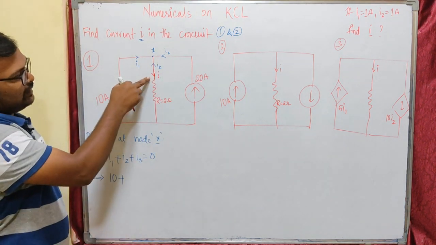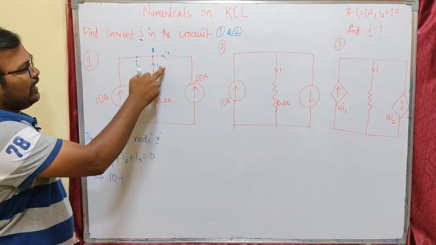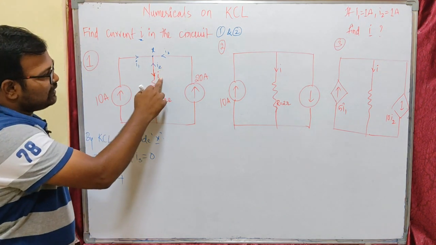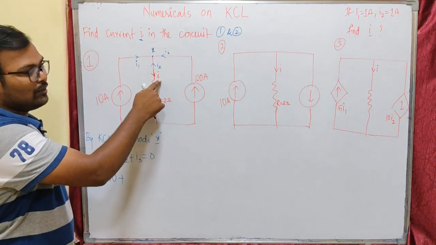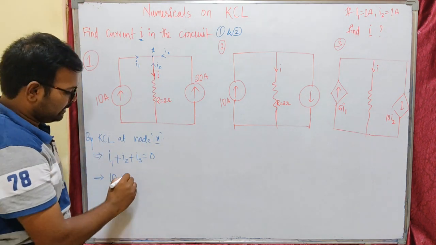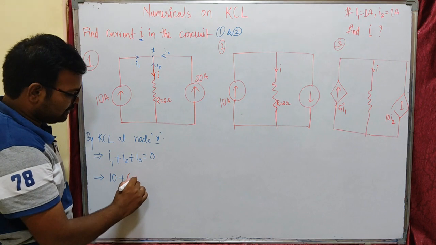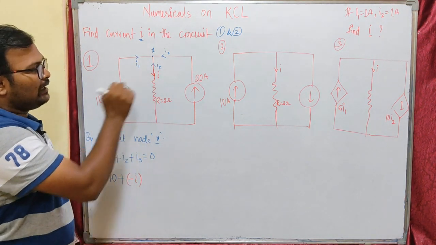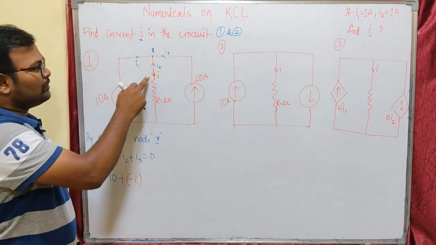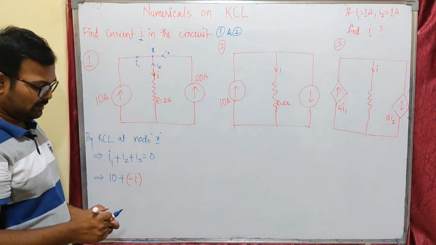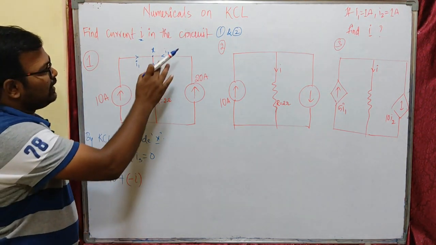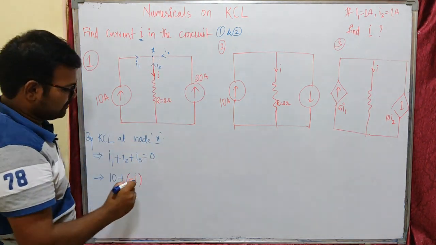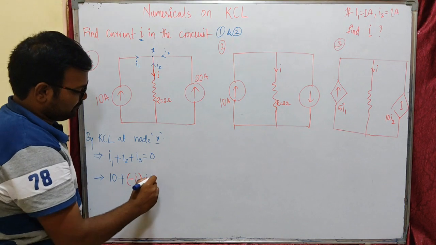Here you can see the current I to be found and I2 are in opposite directions. So I am going to show the opposite direction with negative polarity, which means I2 can be replaced with minus I. Opposition can be replaced with negative polarity of the current. As usual, current I3 and this current are in the same direction, so the polarity will be positive and its value is 20 amperes.